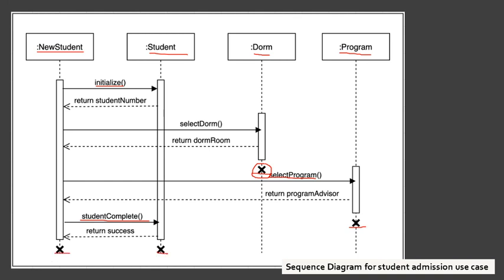Again, class, the use case begins with the registration of the student. The times when these objects are instantiated and destroyed are also seen here. You can see the X here. So from registration, going to selecting a program, then the student will receive a success, or the student will be completed. Again, this is for student admission.